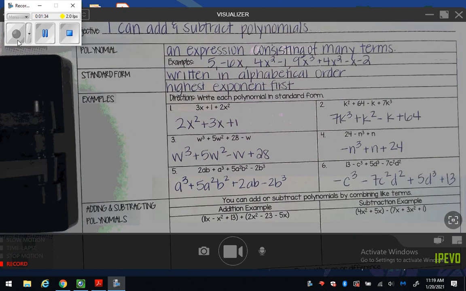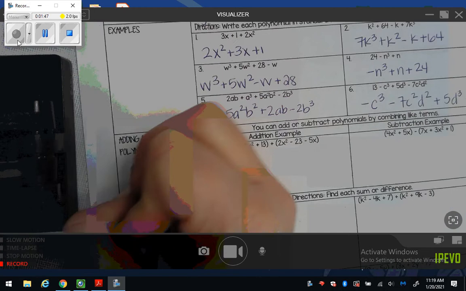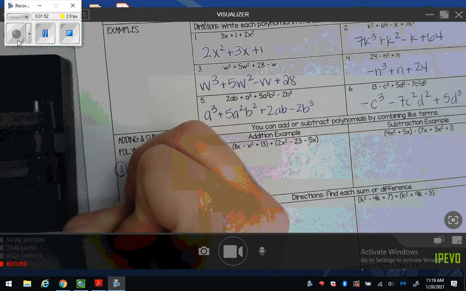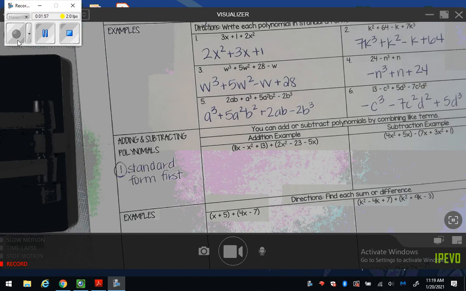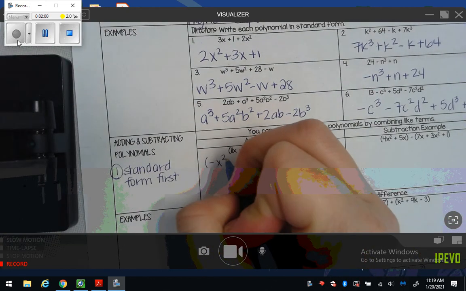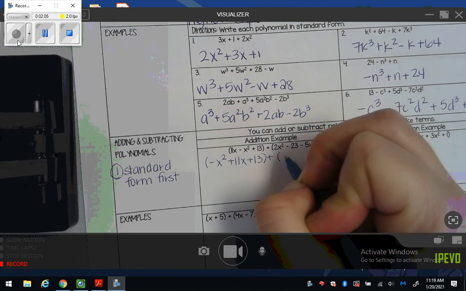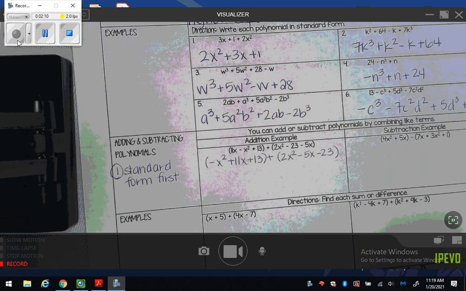Now, when we're combining like terms, we want to find things that are the same, and then we're either going to add or subtract them to combine them. All right, so here, what I'm going to do first is I'm going to put it in standard form first. So this is going to be negative x squared plus 11x plus 13. And I'm going to add that to 2x squared minus 5x minus 23.